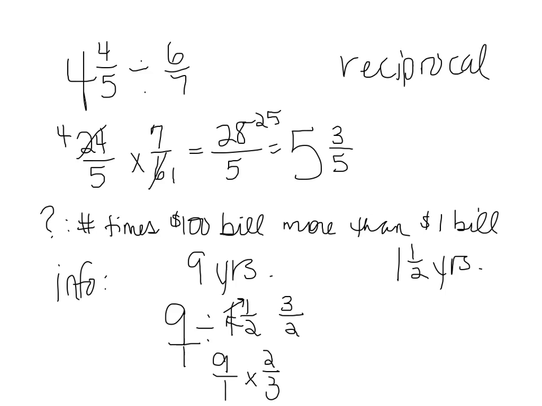Okay, back to this problem. Can we cross simplify? Yes, 9 and 3. They share what factor? 3. 9 divided by 3 is 3. 3 divided by 3 is 1. Multiply across the top. 3 times 2. And multiply across the bottom. 1 times 1. Simplify. So how much larger is 9 than 1.5?